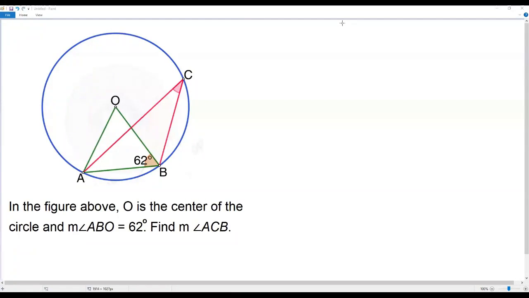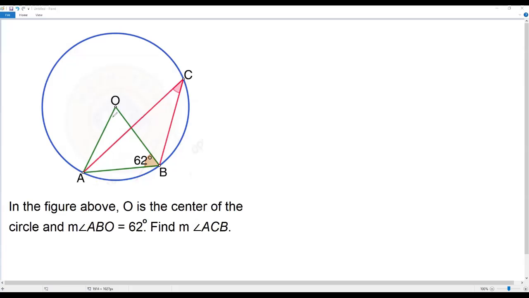Here we have a geometry problem. There is a figure given over here. In the figure above, O is the center of the circle and the measure of angle ABO equals 62 degrees, and we have to find the measure of angle ACB. Now, how to solve this problem? Let's have a plan.